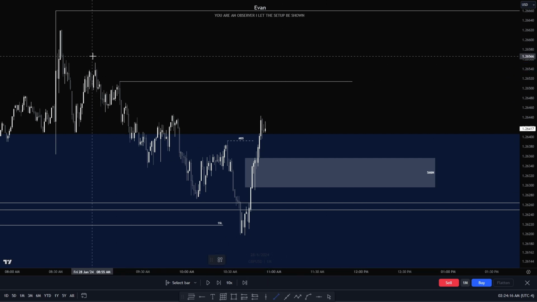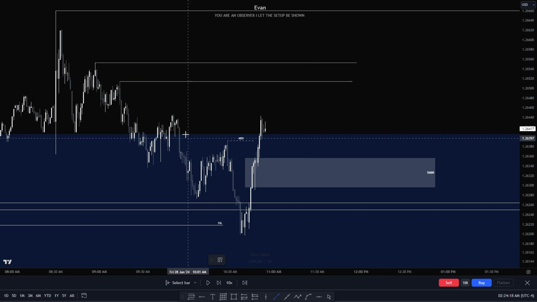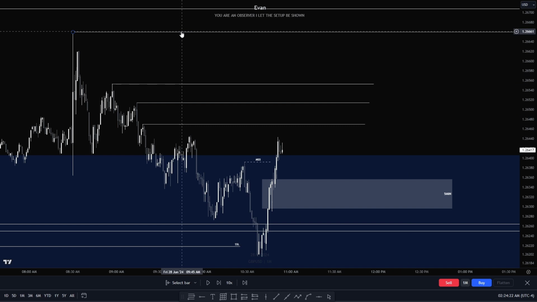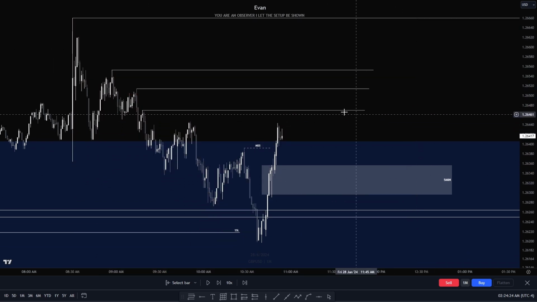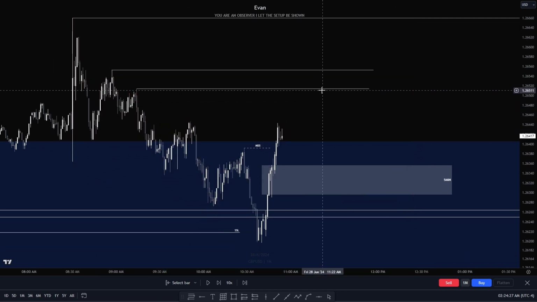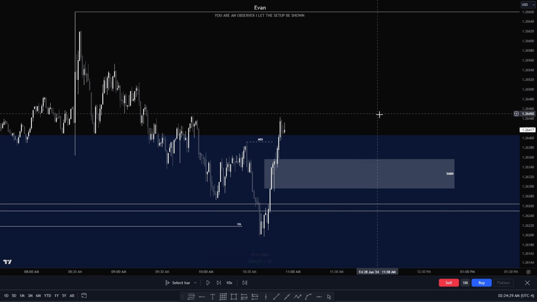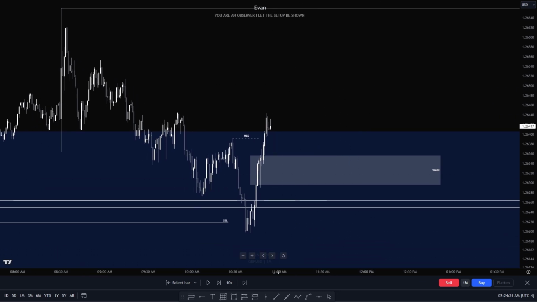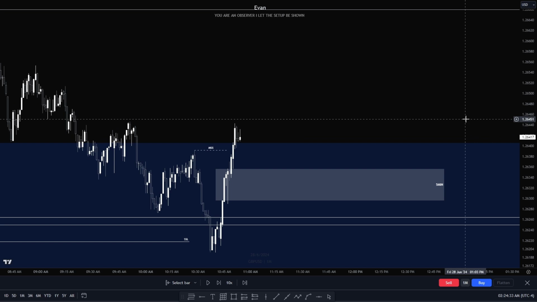Look at all these stacked highs, right? These little highs and all that. Look, they're all right here. That's all liquidity standing right there. That's what the market's going after, right? So while keeping that in mind, let's see how this plays out.